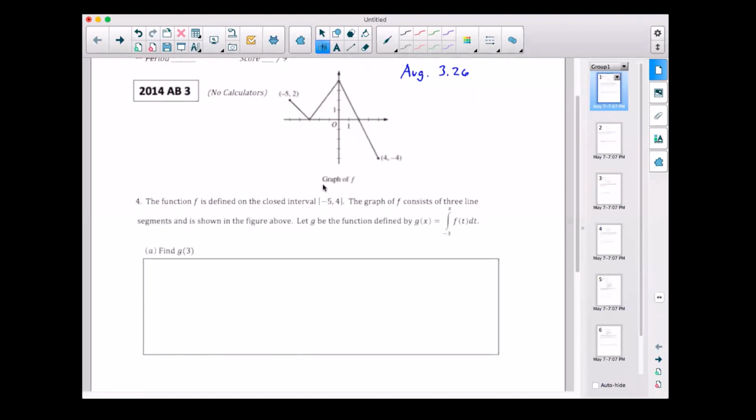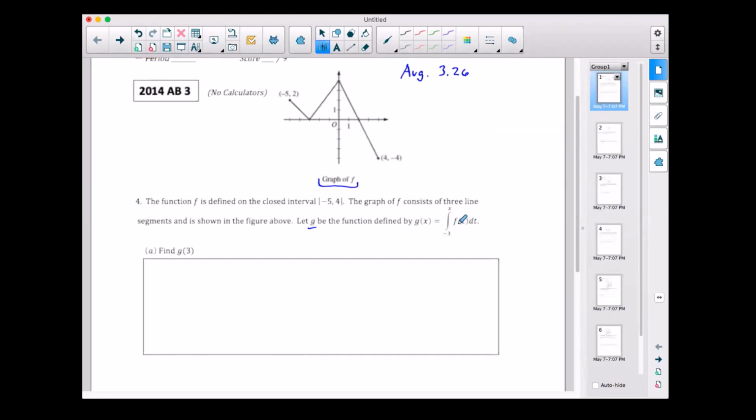So notice, first of all, what they gave us here in the picture is a graph of f, right? This is a graph of f. And it says the function f is defined on the closed interval -5 to 4, which we can see here in the picture. And the graph of f consists of 3 line segments, which we can see, shown in the figure above. And then they introduce this new function g. And it says let g be the function defined by g of x equals the integral from -3 to x of f of t dt.